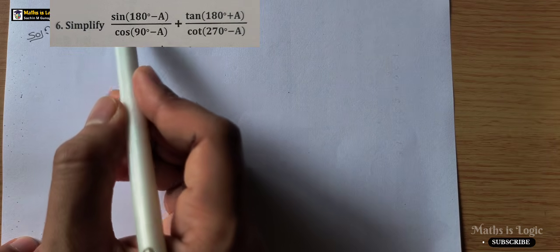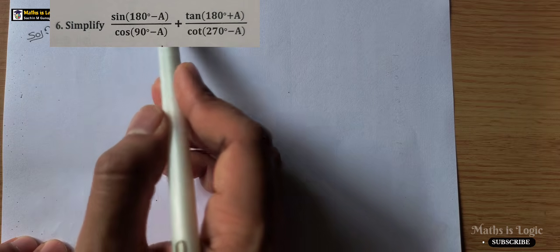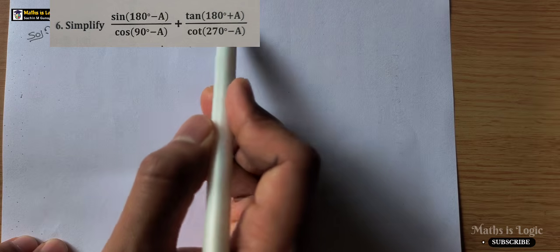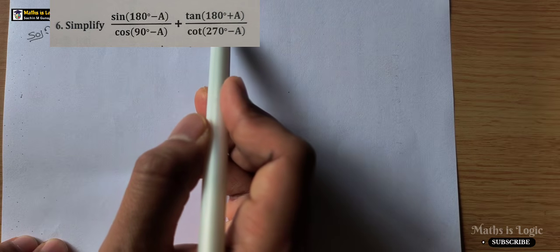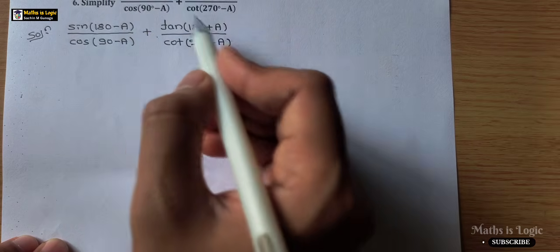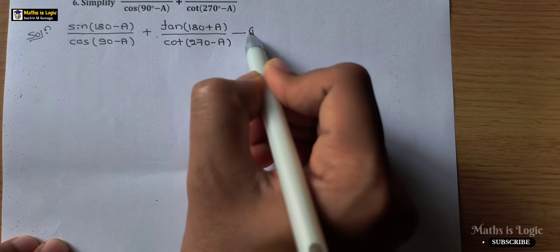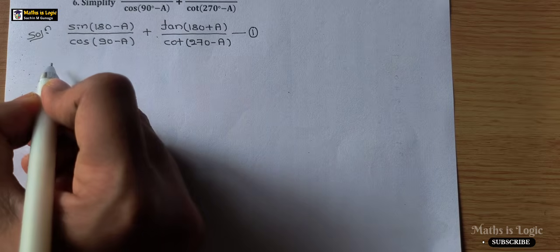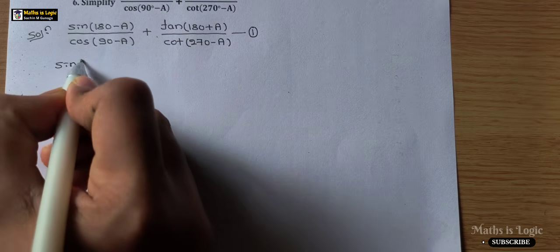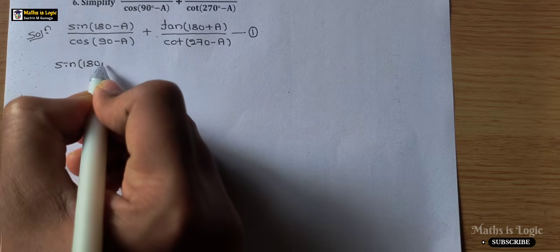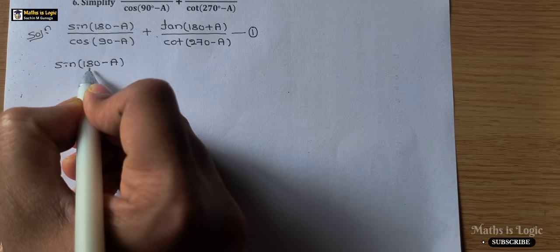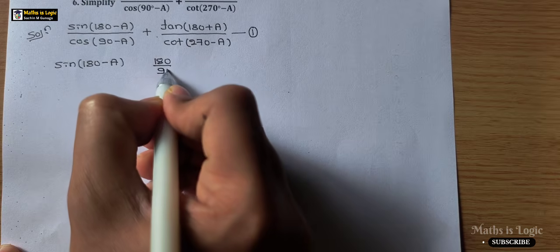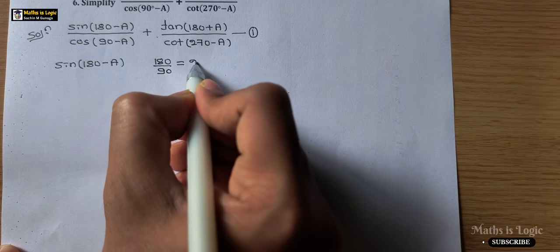Next, sixth one, simplify sine 180 minus a divided by cos 90 minus a plus tan 180 plus a divided by cot 270 minus a. Given this expression, call it equation number 1. First find the sine 180 minus a value. Again allied angle problem, 180 minus a. First divide this given degree by 90. So you will get 2.